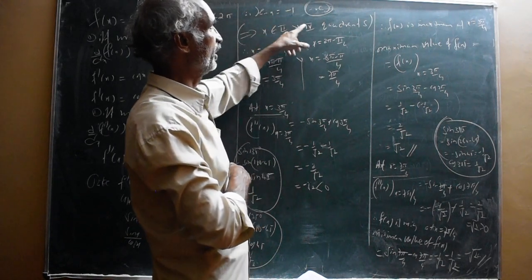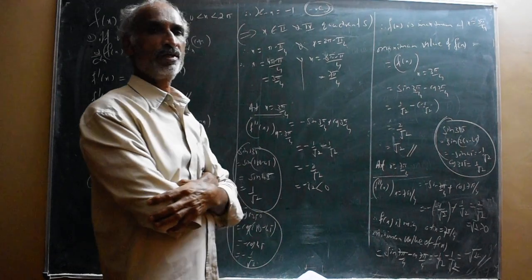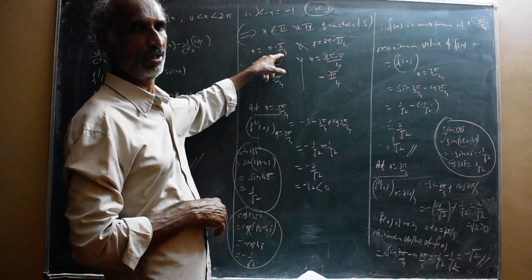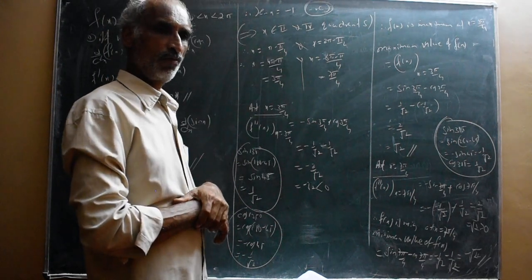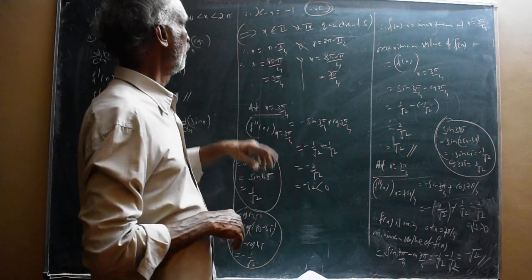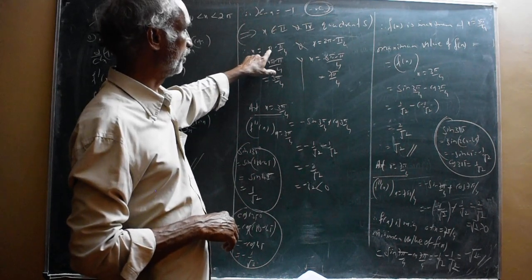Okay, tan x is negative means x belongs to which quadrant? Tan is negative in the second and fourth quadrant. In the second quadrant you have 180 minus, in the fourth quadrant 360 minus, and in the third quadrant 180 plus. Again, π means 180.